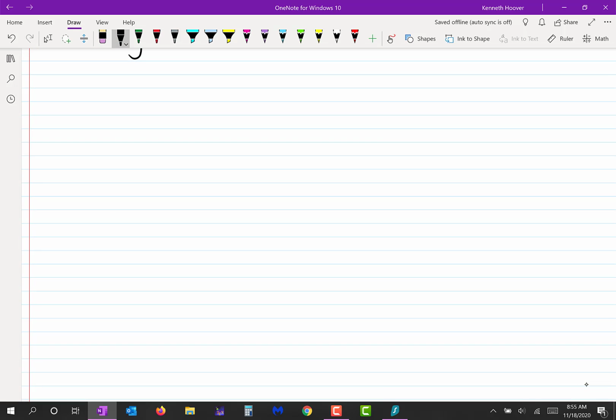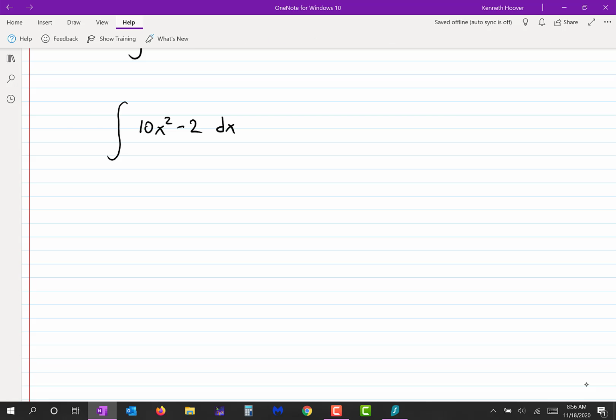Okay, let's integrate 10x squared minus 2. It takes a little bit of getting used to, because now you're switching gears and you're doing the derivative backwards, right? So that takes a little bit of mental flexibility, but this will become second nature for you, okay? Just remember the rules that we wrote down earlier.